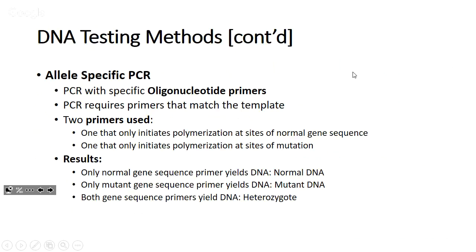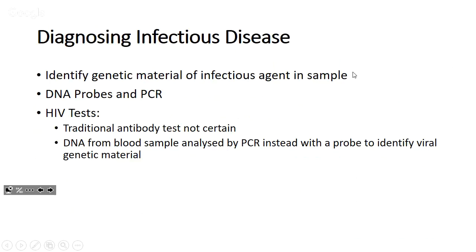Now, the results of this will be one of 3 things. You're going to have replication of only the normal DNA. You're only going to have replication with the normal DNA primer, which means the DNA was, of course, all normal, or you're only going to have the mutant primer successfully replicate the DNA, which means that all of the DNA was mutant, or you're going to have both primers work, which means that it was a heterozygote. There was a bit of mutant DNA present, but there was also a bit of normal DNA present, unmutated DNA present. Okay, all right, so diagnosing infectious diseases.